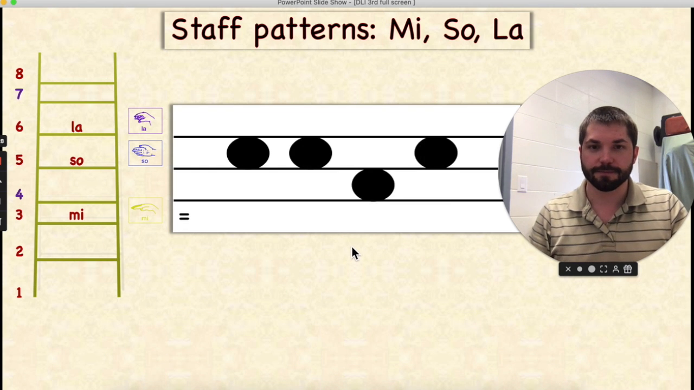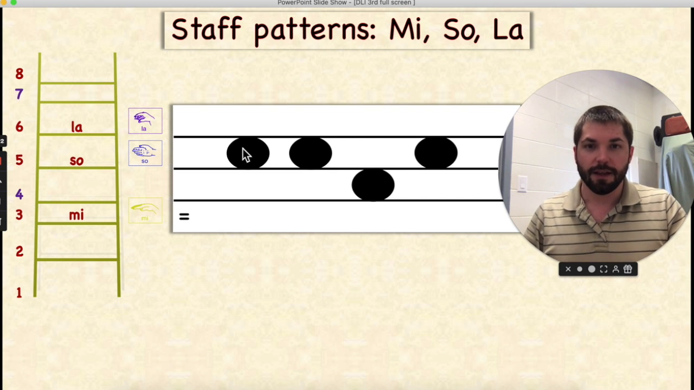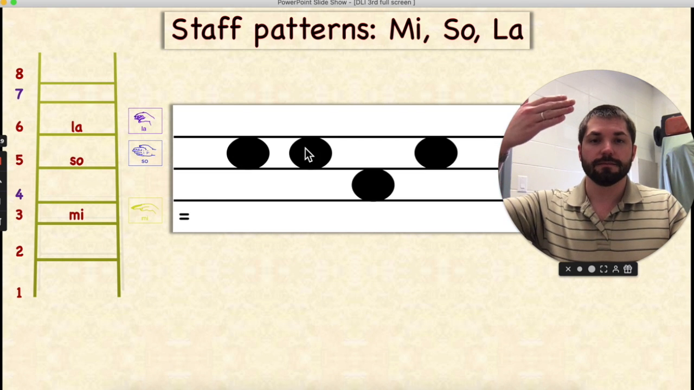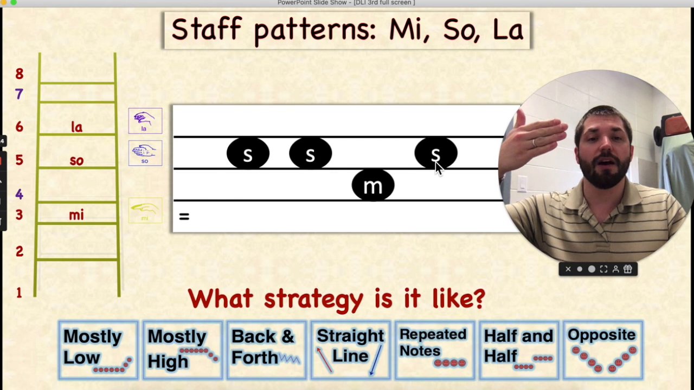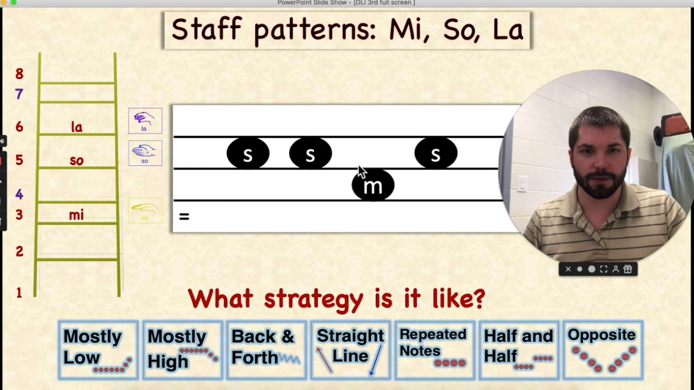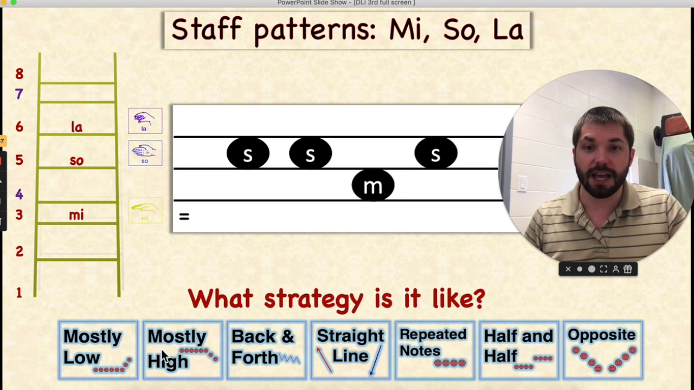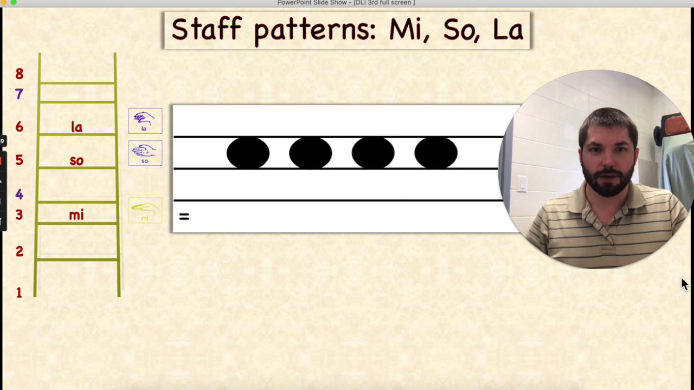Here's a new pattern. This one shouldn't be too hard to sing. Let's see how you do. Take a look at it. Ready, go. Did you get so, me, so? Nice. Okay, what strategy is this one? This one looks uneven. I see 2 so's, 1 me, and then a third so. So this seems like it's mostly something or something else. What about mostly high? Do you see that? We have 3 high ones and 1 low one. So, me, so.